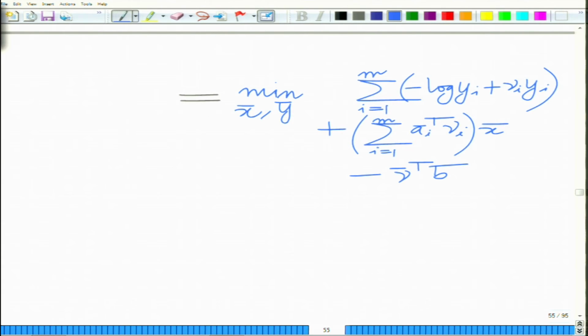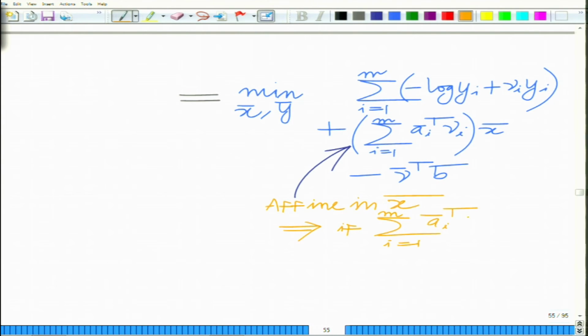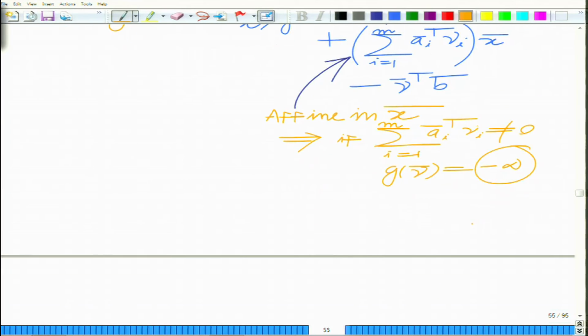Okay. Now, again you can see the following thing. This is affine in x bar. This implies that if summation i equal to 1 to m of a_i bar transpose nu_i is not equal to 0, then your g of nu bar, that is the minimum, is minus infinity, because it is an affine function. That is not interesting. Once again, this is not interesting.